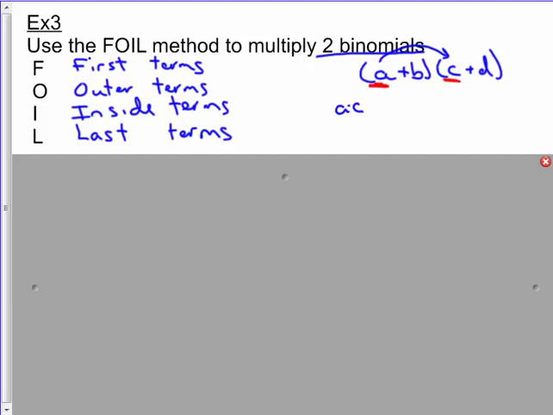The outer terms now, well, which ones are on the outside of the two things. Well, a and d. So I'm going to multiply a times d. Again, what is this? Basically distributing twice. I'm going to take the a and multiply it to the c, take the a and multiply it to the d. Okay? The inside ones, the ones that are close together, that's going to be b and c. So now I'm going to distribute again with the b here, b times c. And then the last terms in each of the binomials are b and d. So it's b times d.